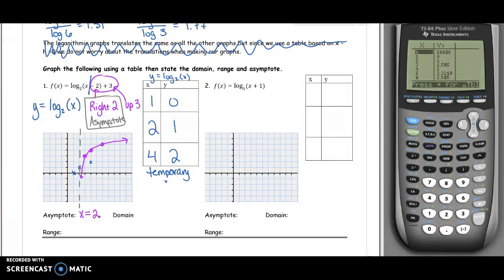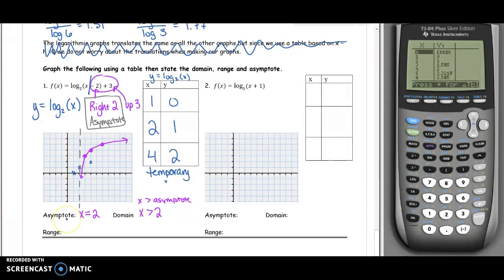Anyone want to take a guess on the domain? X is greater than 2. Your domain is x is greater than your asymptote. When would the graph have a domain x is less than? If there was a negative inside the parentheses and it flipped it over the y-axis, if your graph was on this side of the asymptote, then it would be x is less than. But we don't have that, so we can ignore that. Okay?